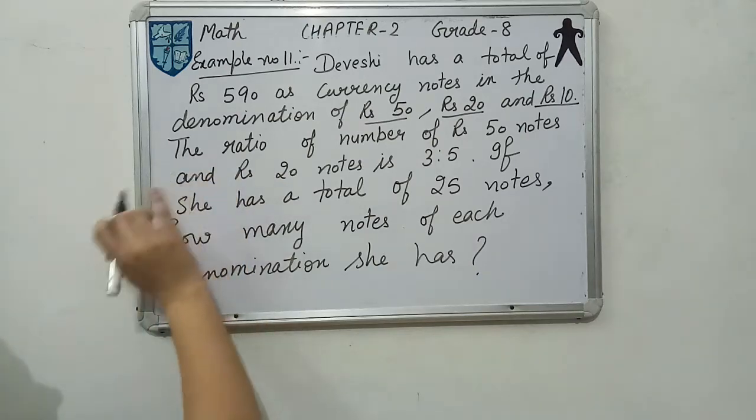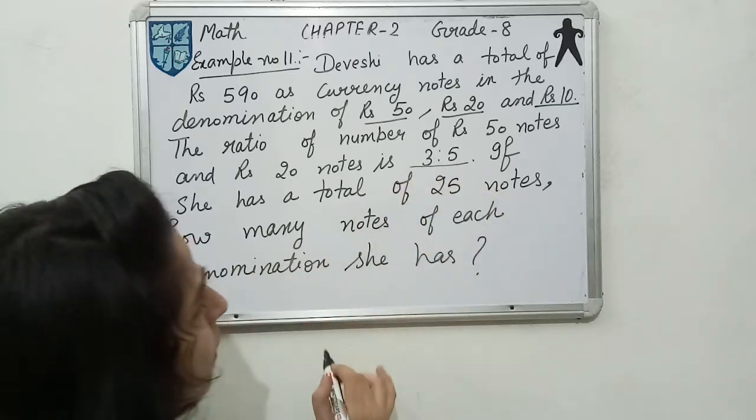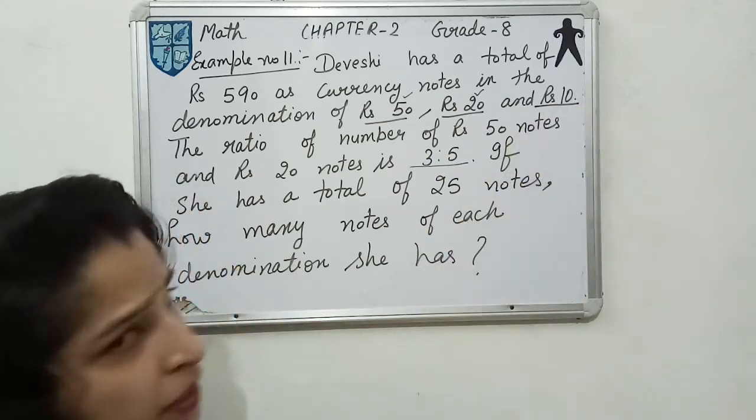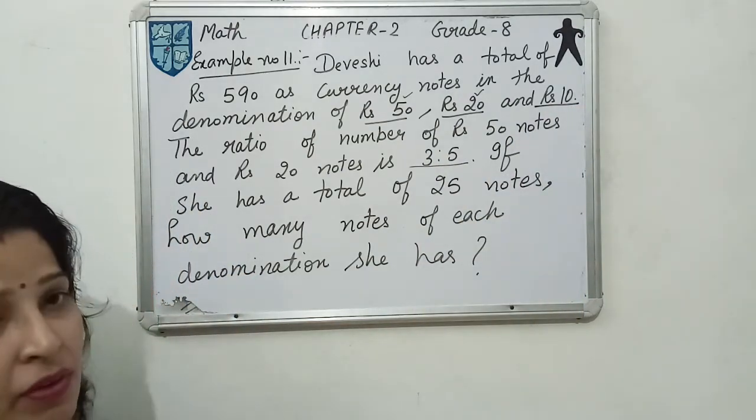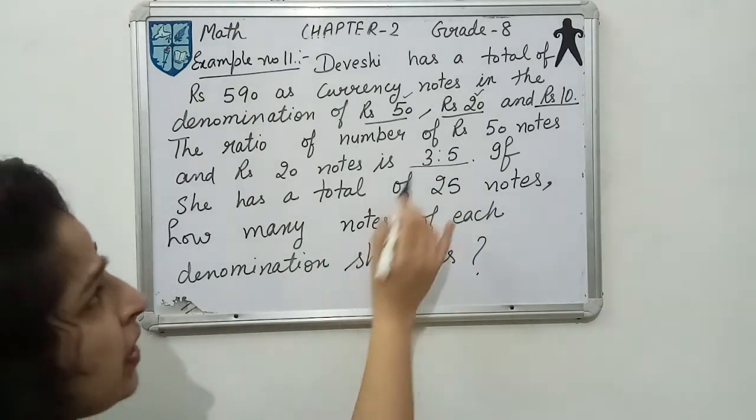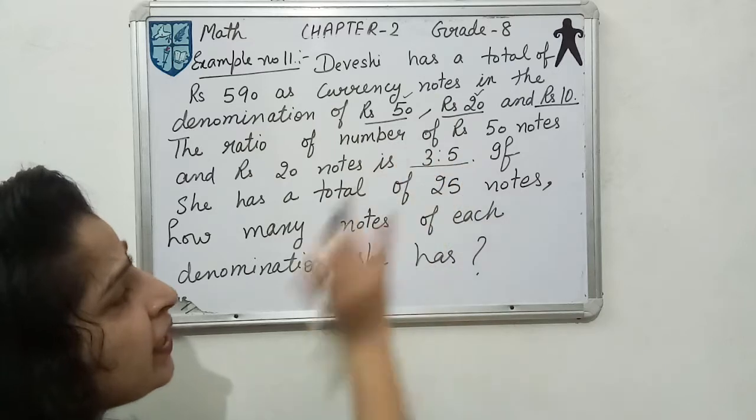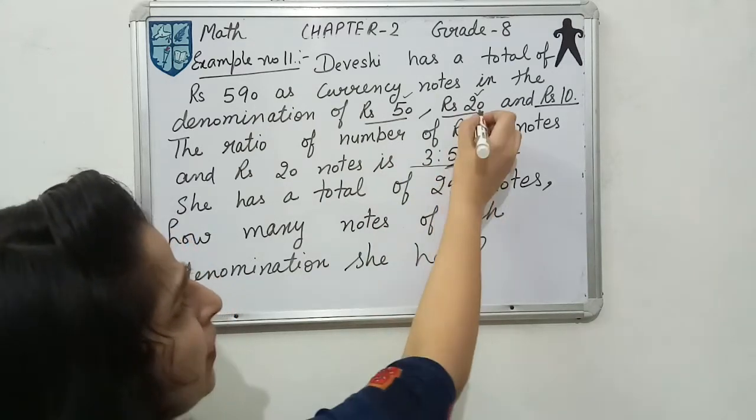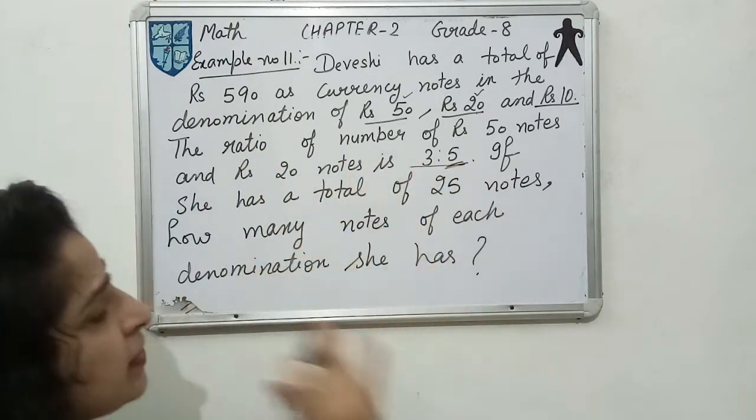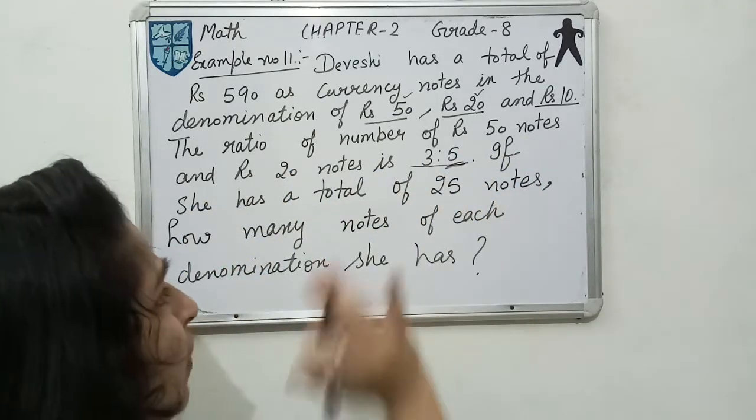They said the ratio of the number of rupees 50 notes and rupees 20 notes is 3:5. They have given the ratio of rupees 50 and 20 only, not the ratio for rupees 10. But first of all, we will let these two things. 3 is the ratio of rupees 50, so the number of notes of rupees 50 we will let be 3x. And 5 is the ratio of rupees 20, so we will let the number of notes of rupees 20 be 5x. After that, they told us she has a total of 25 notes.